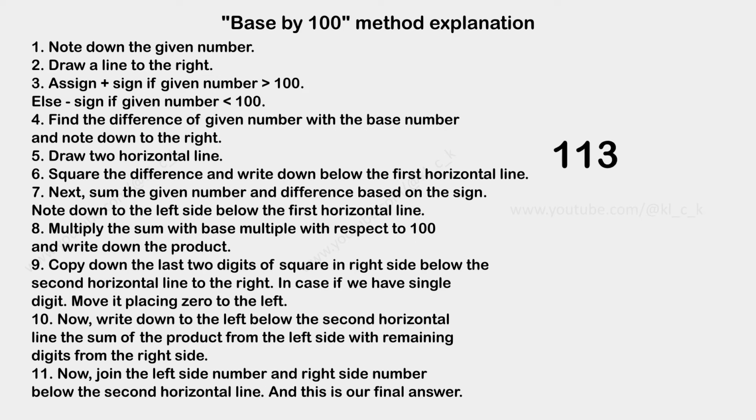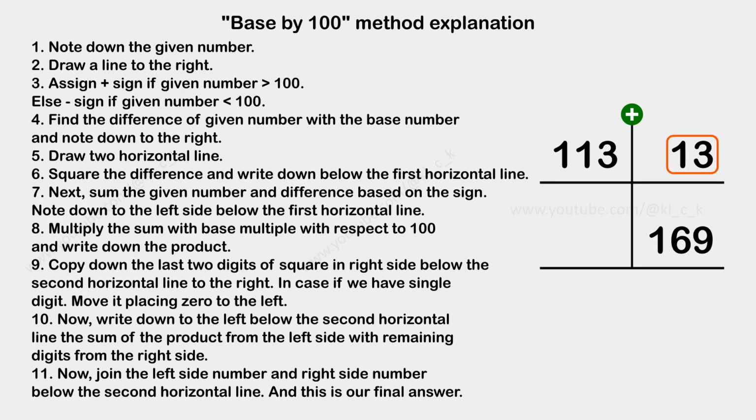You can see the previous example 113 square to the right as we go through the explanation step by step. First, note down the given number. Next, draw a line to the right. Next, assign plus sign if given number is greater than 100, else minus sign if given number is less than 100. Next, find the difference of given number with the base number and note down to the right. Next, draw two horizontal lines. Next, square the difference and write down below the first horizontal line.